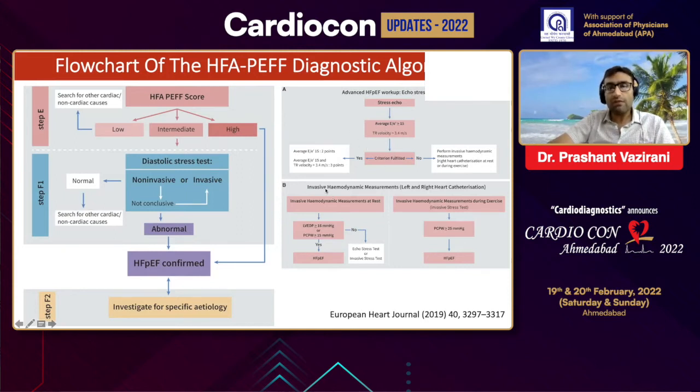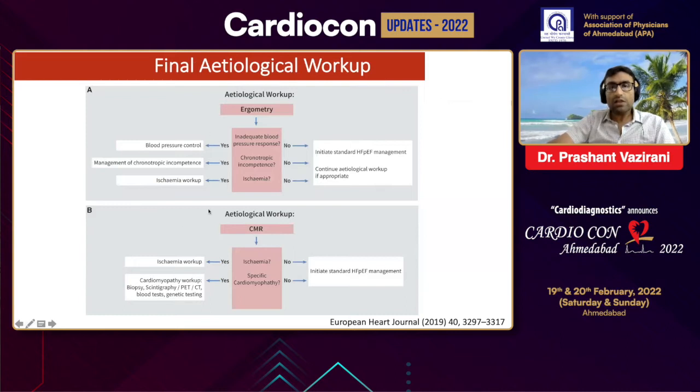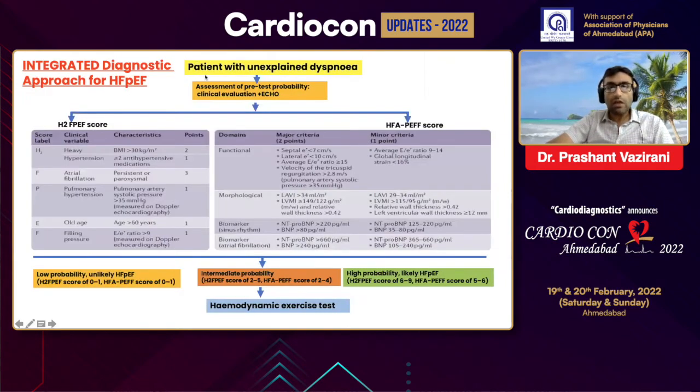And some patients may need invasive hemodynamic measurements like calculation of PCWP, which at rest, if it is more than 15, is diagnostic of HFpEF. And on exercise, if your PCWP is more than 25, it is diagnostic of HFpEF. So final etiological workup is done in very selected patients by a CT, MRI, PET scan to differentiate the initial causes which I told, just to make sure there are no other causes mixing up with patients of HFpEF. So this is how the integrated diagnostic workup should be done for all patients.